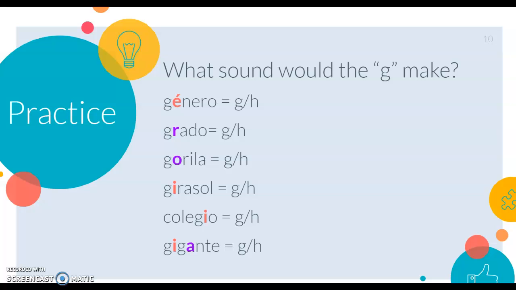Here's some words that we can practice. You have GE, which is going to be género, which is an H sound. Then you have GR, which is a consonant. It's going to make the G sound, grado. Then you have gorila, which is a G sound also because it's in front of the O. And I'll let you guys practice the rest.